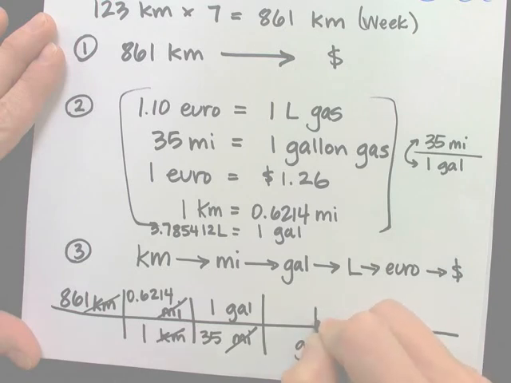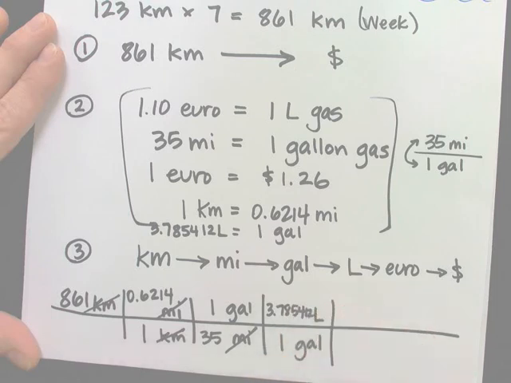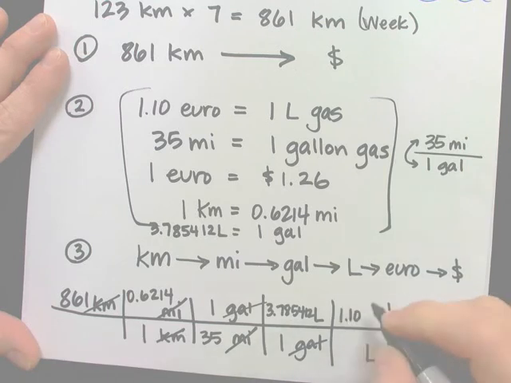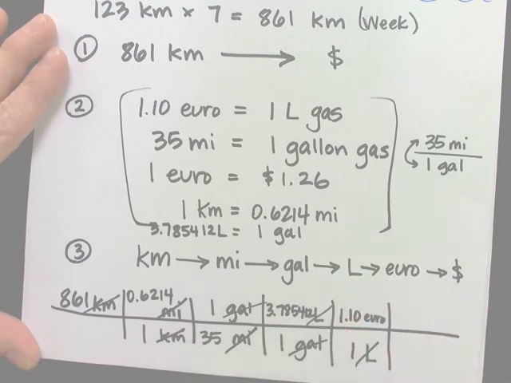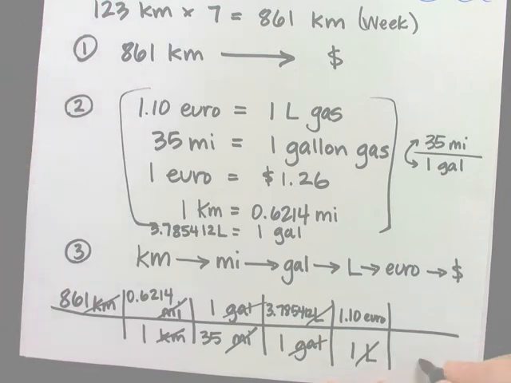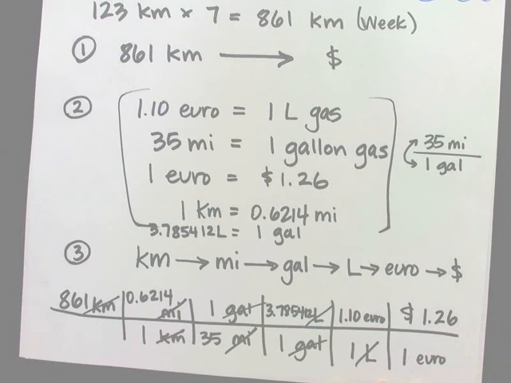Gallons must then be converted to liters. The metric volume unit, 1 gallon is 3.785412 liters. Okay, that one we had to look up. And in this problem, we're told that a liter of gasoline has a cost of 1.10 euro. So when you buy gas in Europe, it's by the liter, not by the gallon. And then I can convert euros to American dollars. 1 euro is $1.26.